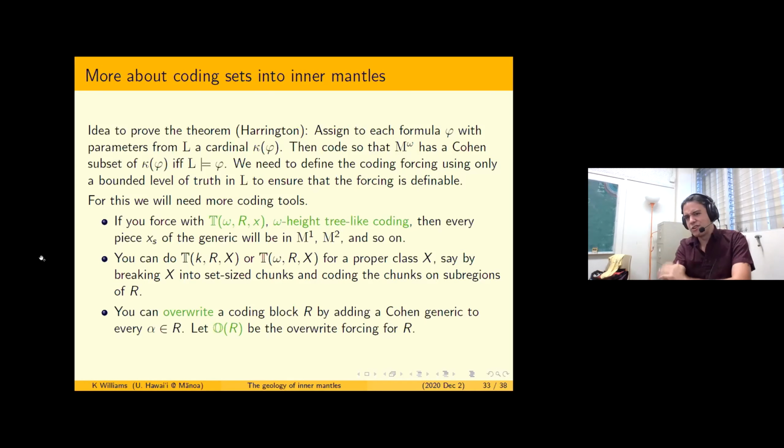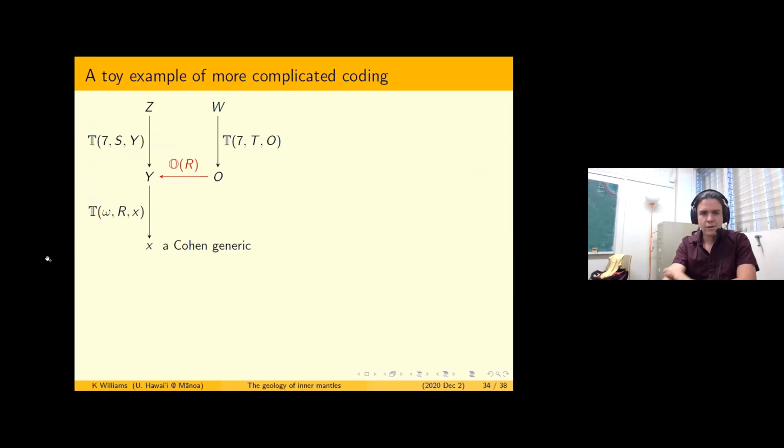And all these things you can do on different coding regions. They don't interfere, take a big product. These things are uniformly definable in the parameters, et cetera, et cetera. Okay, so let's see a toy example before we see the real example.